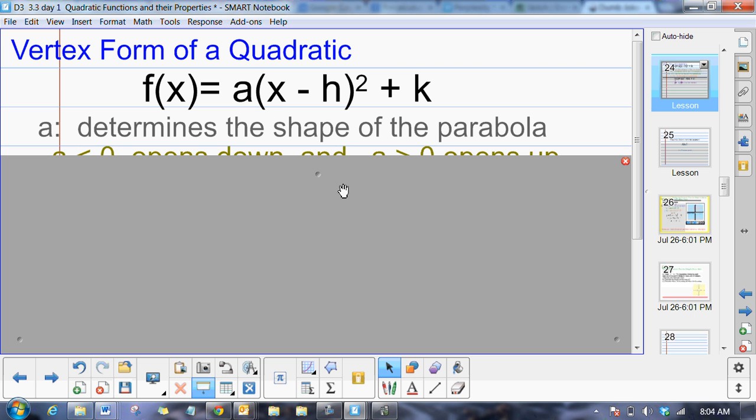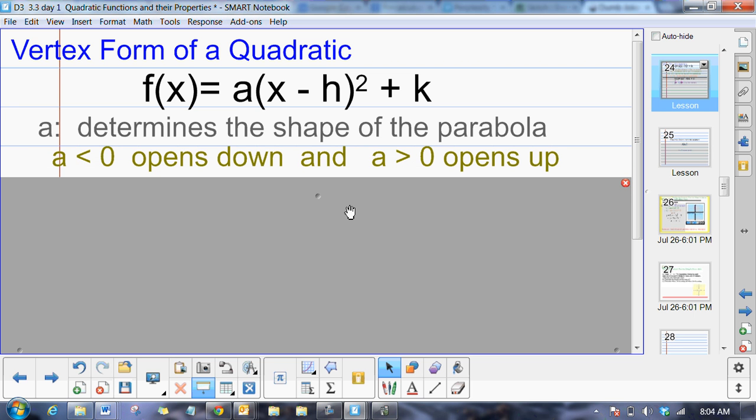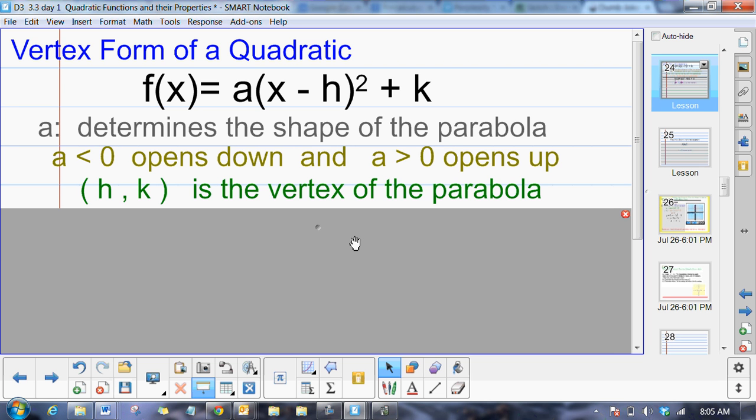A determines the shape. Remember, if a is a huge, large number, then it's very thin. If a is really close to 0, like a fraction, then it becomes really wide. If a is less than 0, it opens down, and if a is greater than 0, it opens up.